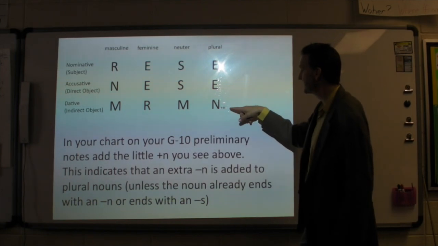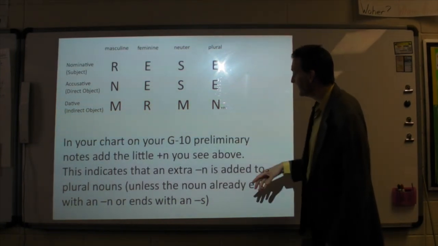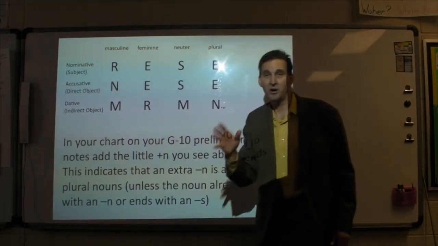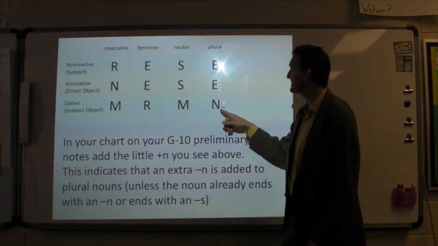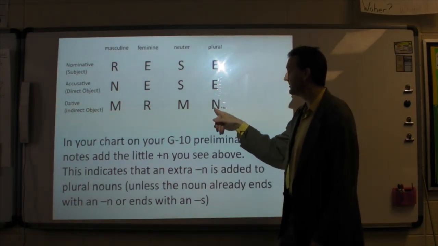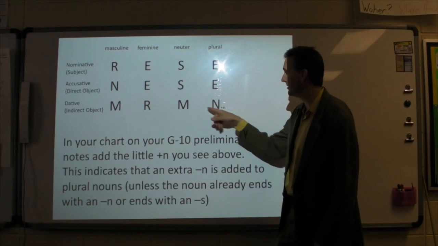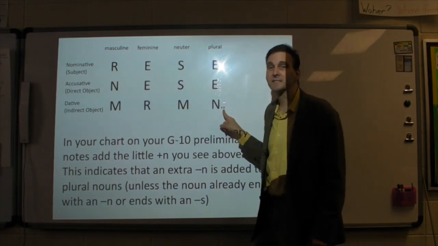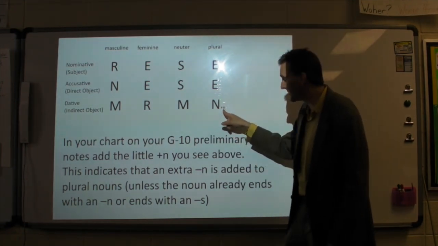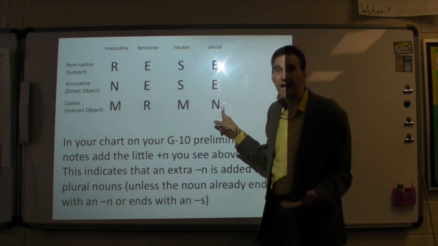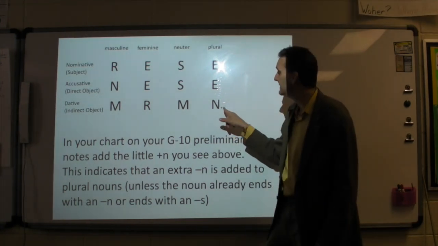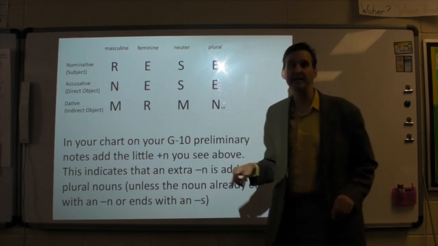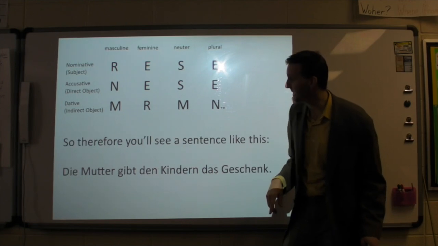This little N means that the noun itself, now all of these letters here deal with the articles right before the noun. This plus N means that not only do I have the N for the article, for the plural indirect or plural dative, okay, but also on the noun itself. If the noun doesn't already pluralize with an N, and if the noun doesn't pluralize with an S, I need to add an N to the actual noun. Now again, that probably was complicated, but let me show you what I mean.